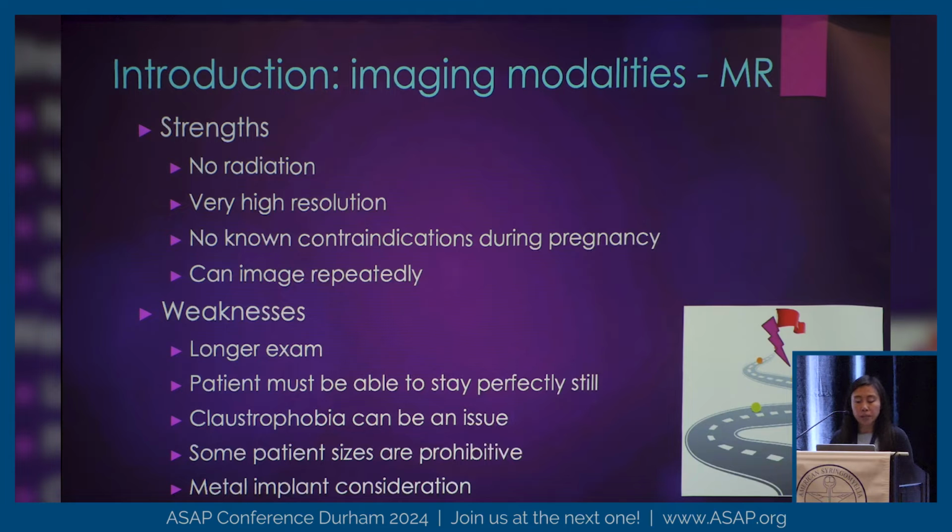Some drawbacks. It is a long exam. So CTs, you could do a CT head in seconds. You could do a full, pan body sort of CT in a very little time, under a minute probably. For MR, as you've probably experienced, many of you have had MRIs, they're probably at least 30 minutes for a basic MR brain or basic MR spine.